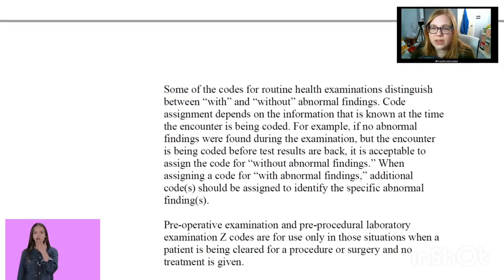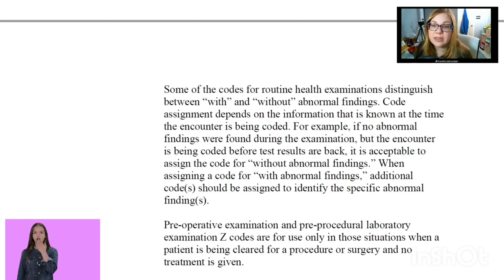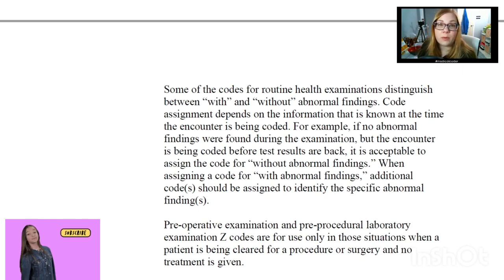Some of the codes for routine health examinations distinguish between with and without abnormal findings. Code assignment depends on the information that is known at the time of the encounter that's being coded. So, for example, if no abnormal findings were found during the examination, but the encounter is being coded before the test results are back, it is acceptable to assign that without abnormal findings. When assigning the code for with abnormal findings, there should be some sort of additional code to identify what was that abnormal finding? Was it maybe a breast lump or something like that?